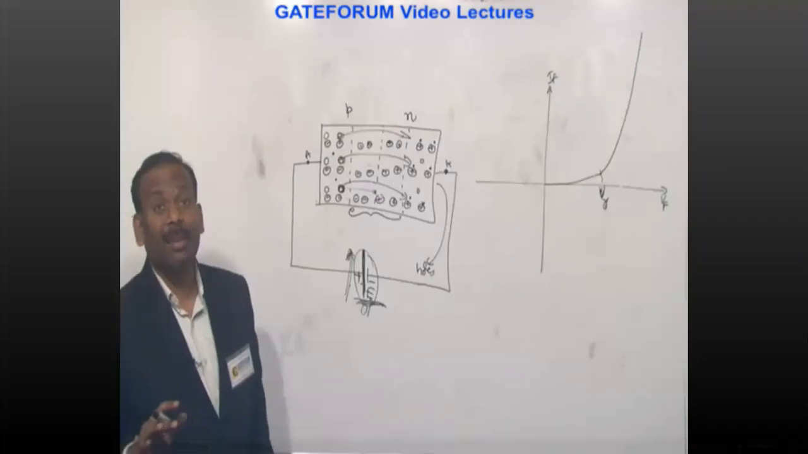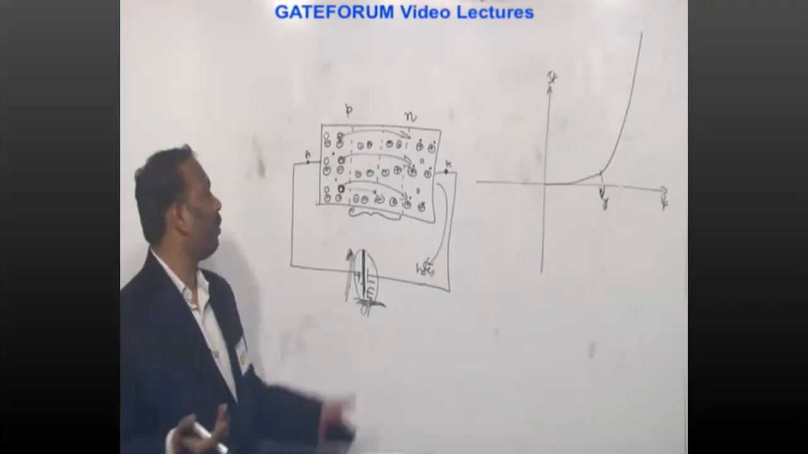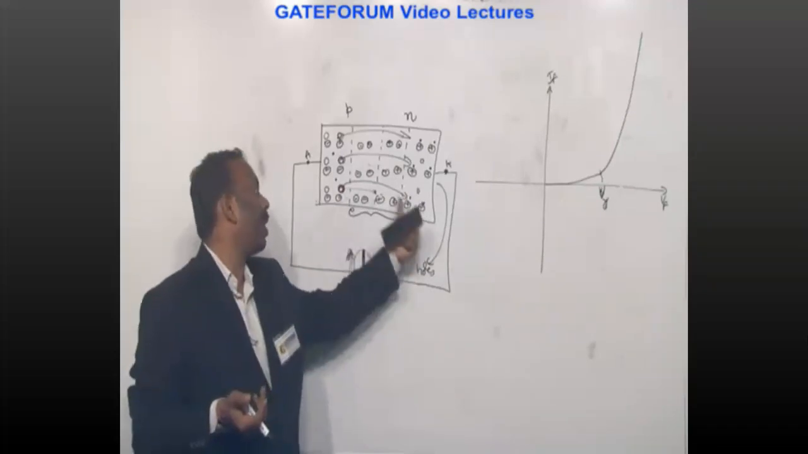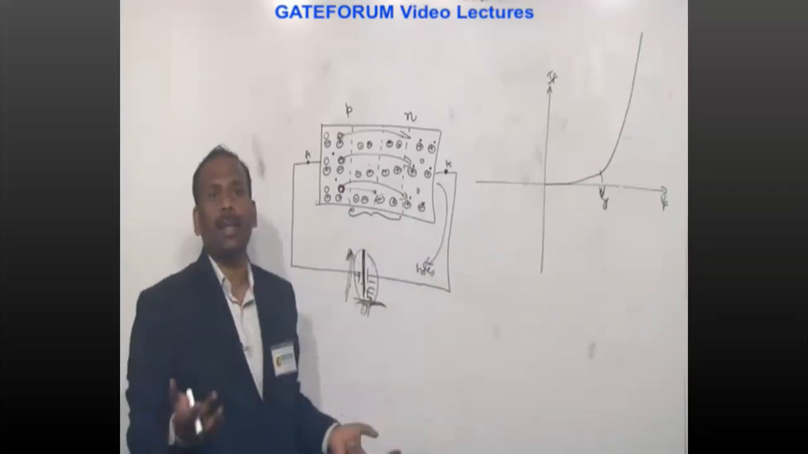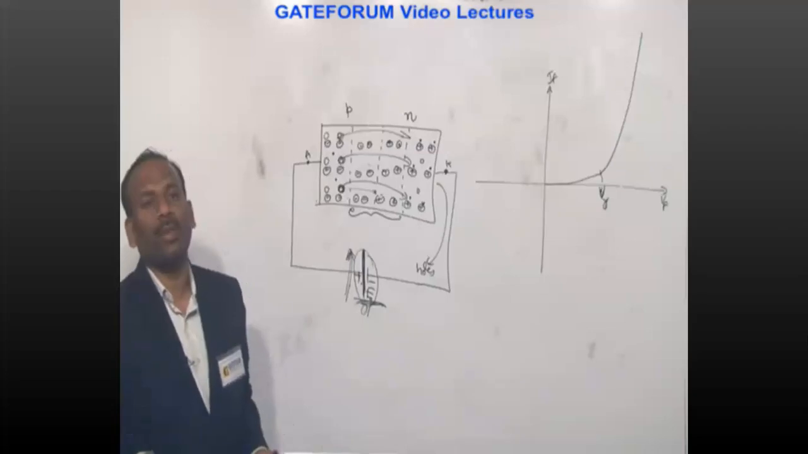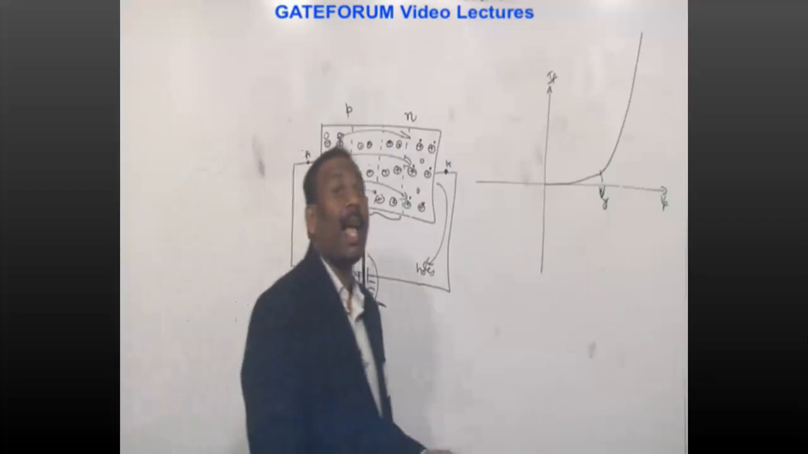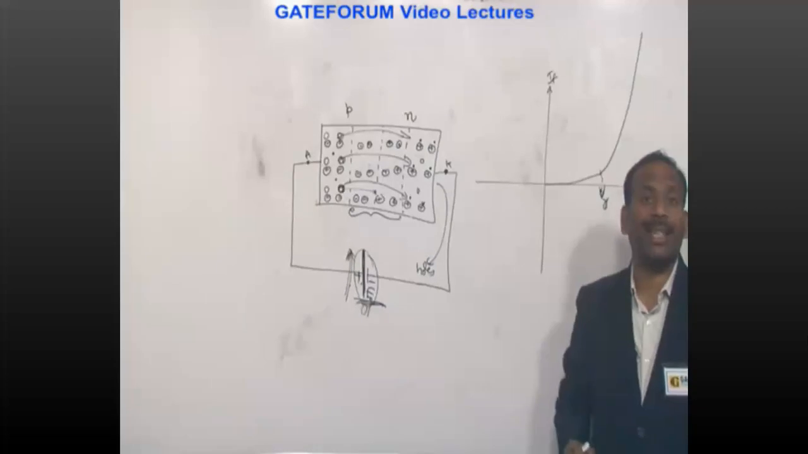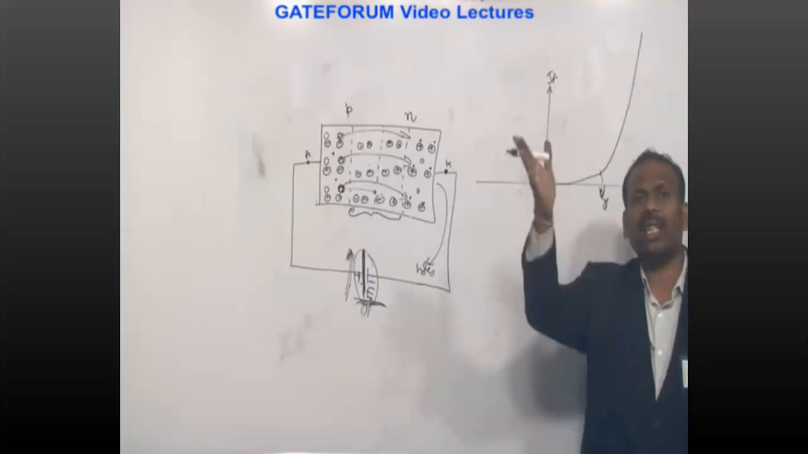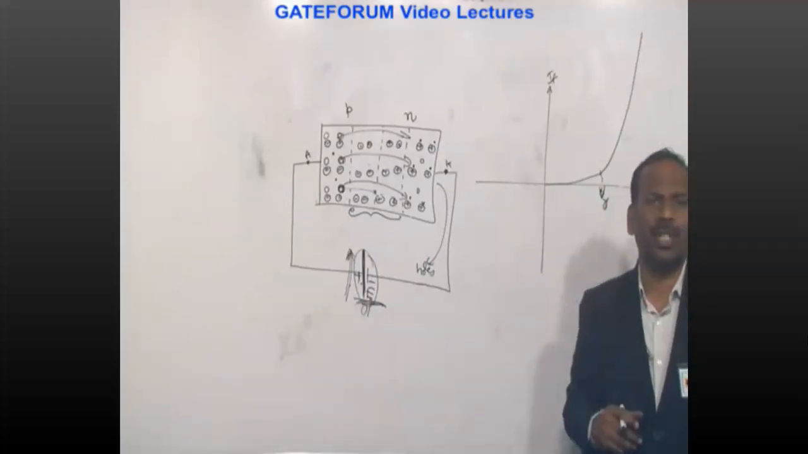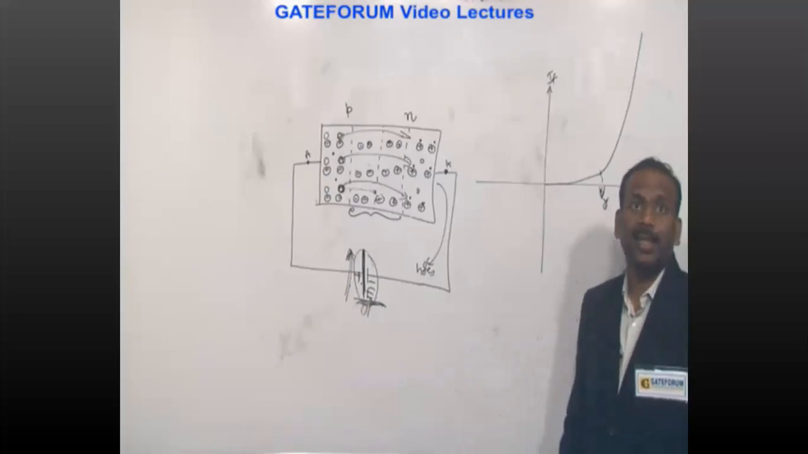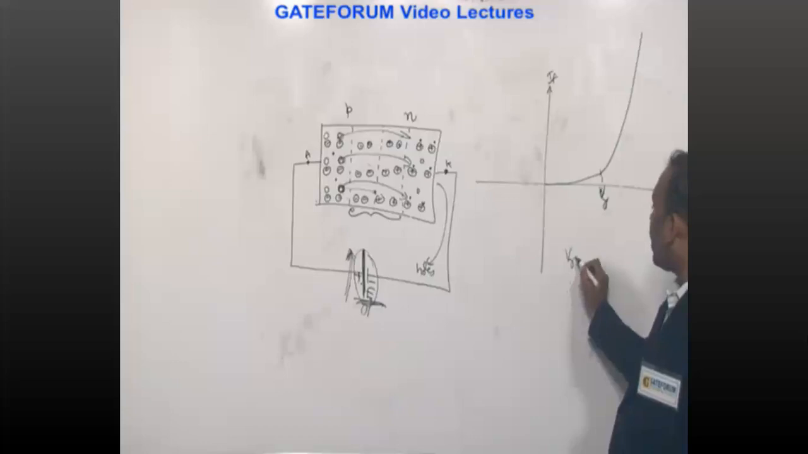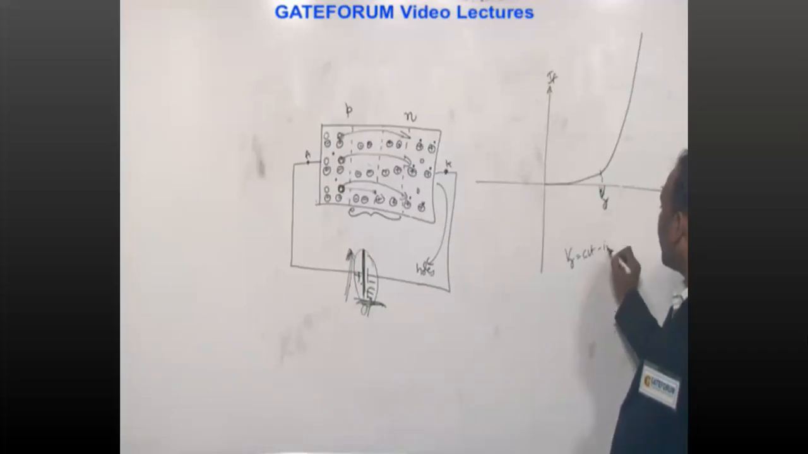Why does a very large current come? Because the majority charge carriers are crossing the junction. Here holes are moving from here to here, and electrons are available in large numbers, therefore after cut-in voltage, current increases exponentially. Why it increases exponentially, and why it is not a straight line, I will explain in the next session. Right now take it as this. This is called the cut-in voltage.